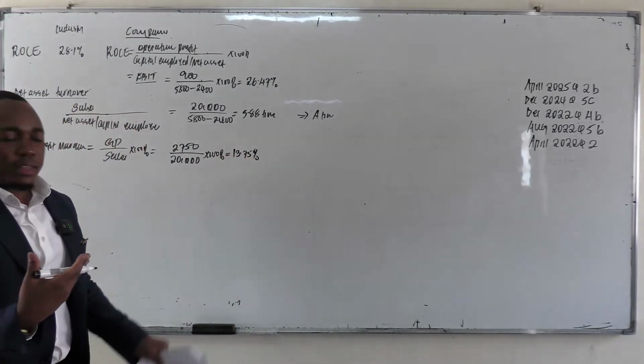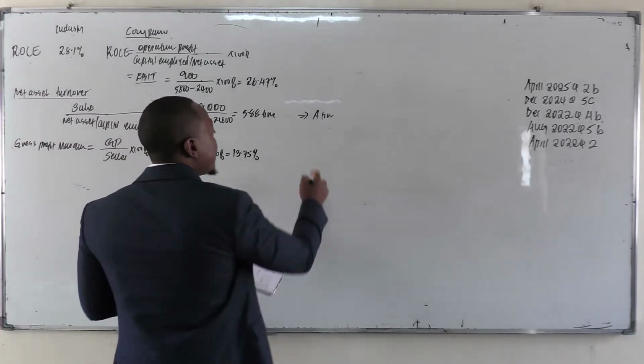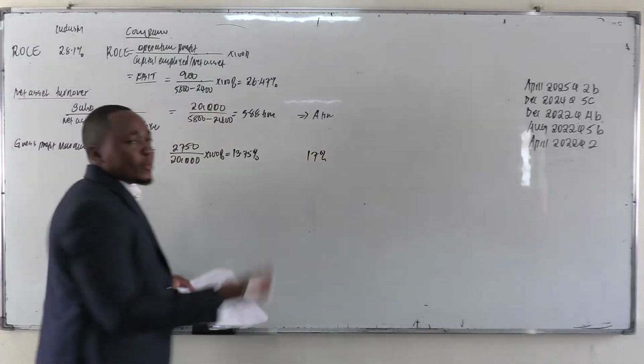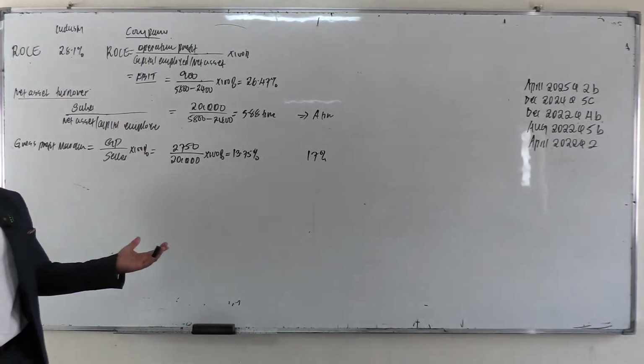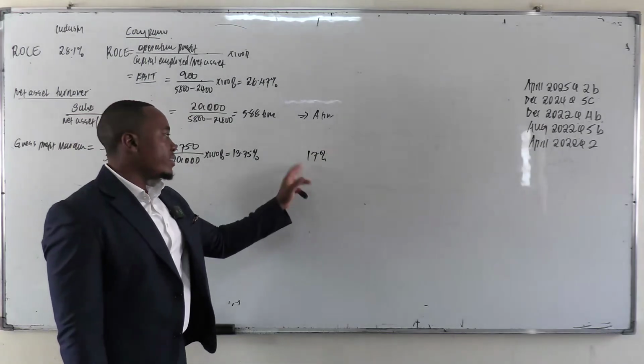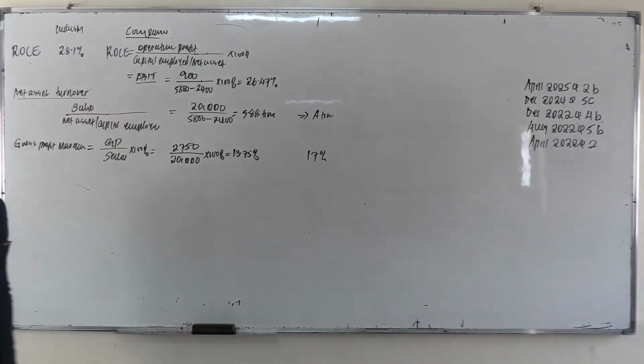Can you compare that with the industry? How much is it for the industry? The gross profit margin is 17. So if you are to comment on this, the gross profit margin for Supercar Limited is below that of the industry: 17 for the industry, 13.75 for the company. And you end up getting your 20 marks. Good.